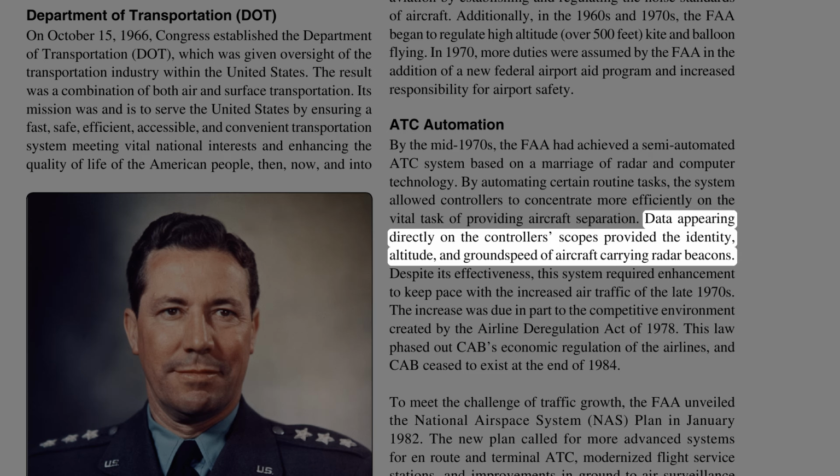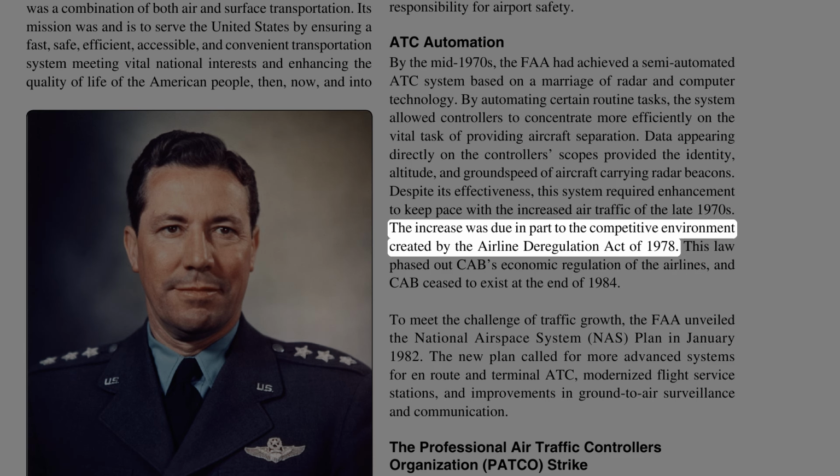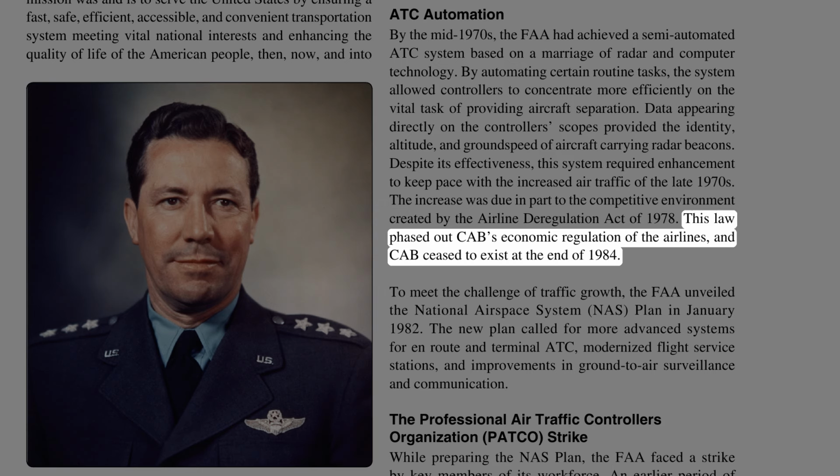Data appearing directly on the controller's scopes provided the identity, altitude, and ground speed of aircraft carrying radar beacons. Despite its effectiveness, this system required enhancement to keep pace with the increased air traffic of the late 1970s. The increase was due in part to the competitive environment created by the Airline Deregulation Act of 1978. This law phased out CAB's economic regulation of the airlines, and CAB ceased to exist at the end of 1984.